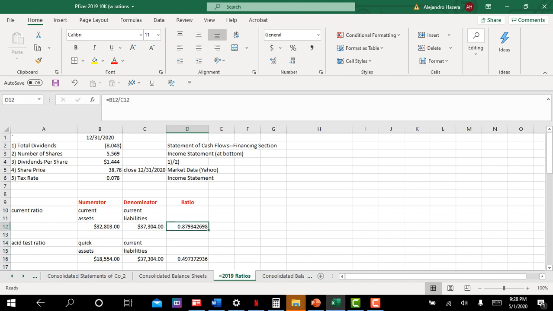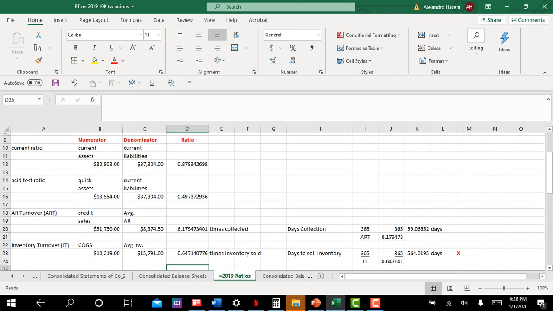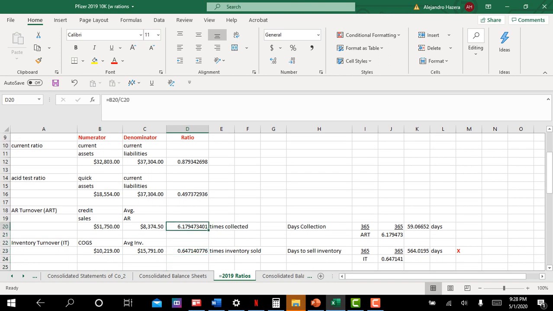Current ratio means that for every dollar of current liability, there's 88 cents of current assets to pay off that current liability. This says that for every dollar of current liability, there's 50 cents of very liquid assets, cash, accounts receivable, marketable securities, to pay off current liabilities. This looks respectable in a sense. It says that accounts receivable is collected 6 times a year, which translates into about 60 days, 2 months per year.